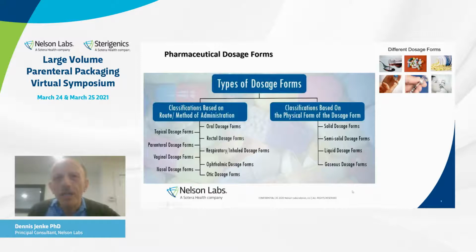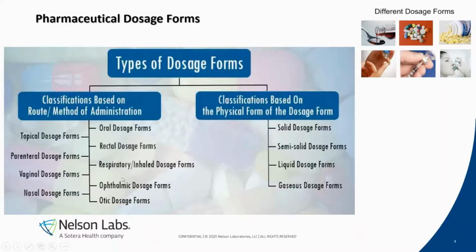And generally speaking, there's two ways to classify pharmaceutical dosage forms. The first way to classify dosage forms is based on their route of administration. In other words, how is the medication taken? Is it taken orally? Is it applied to the skin? Is it injected? Is it inhaled? Is it applied through the eye? And so on and so forth. And we can differentiate drug products based on the route of administration.